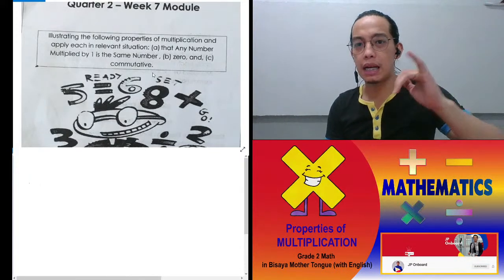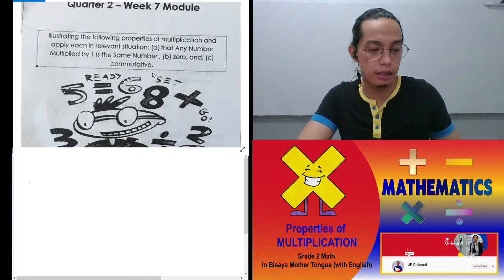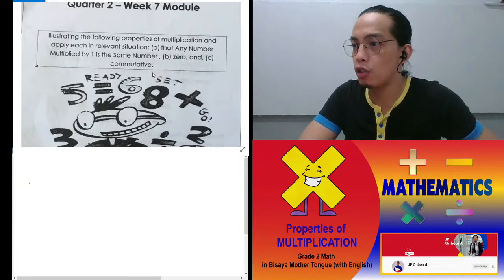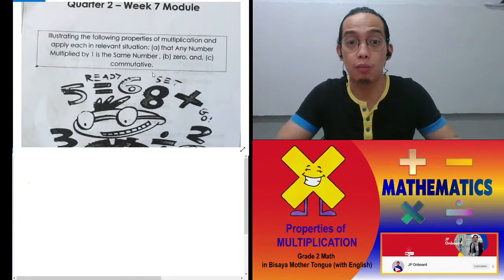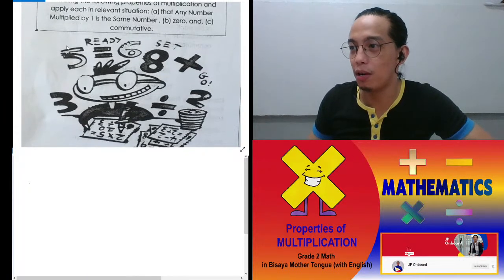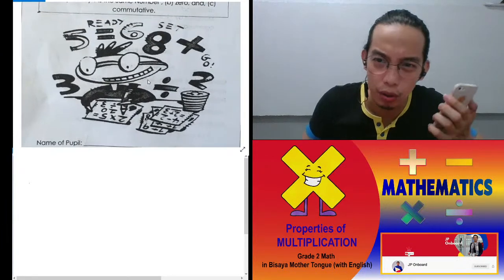Number one property is that any number multiplied by 1 is the same number. Okay, and then multiplication by 0 and the commutative property. So those are what we will do today. Ready, set, go. Let me just check if we're doing well.